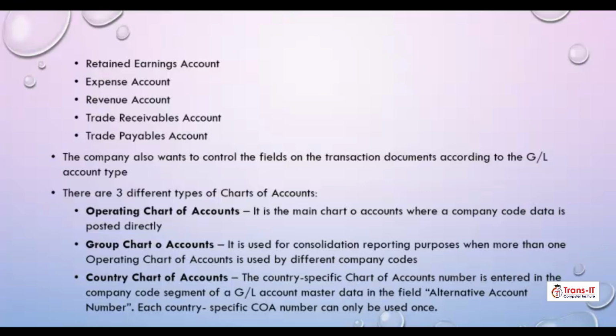First, operating chart of account. What do you mean by the operating chart of account? It is the main chart of account where a company code data is posted directly. Second one is group chart of account. What do you mean by group chart of account? It is used for consolidation reporting purposes when more than one operating chart of account is used by different company codes. And third is country chart of account.